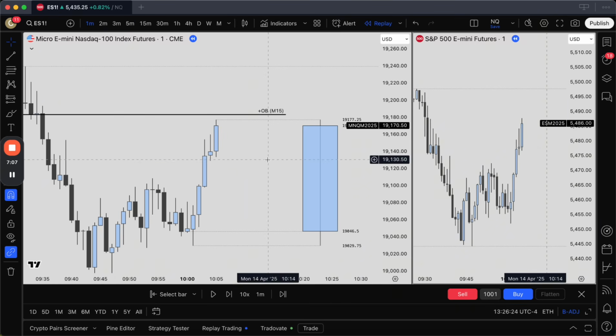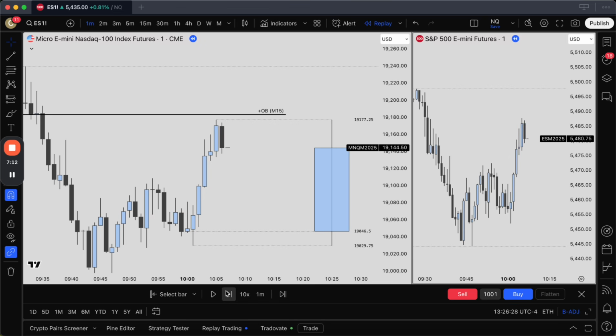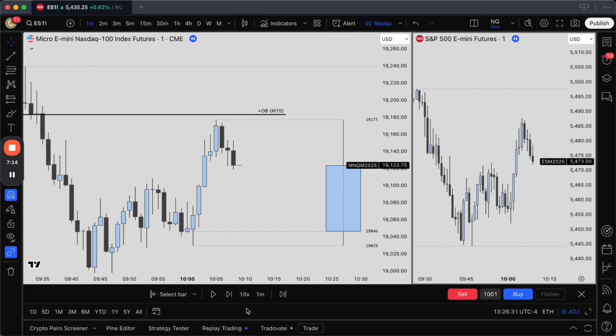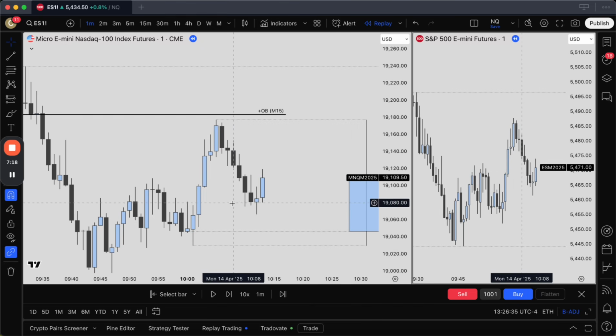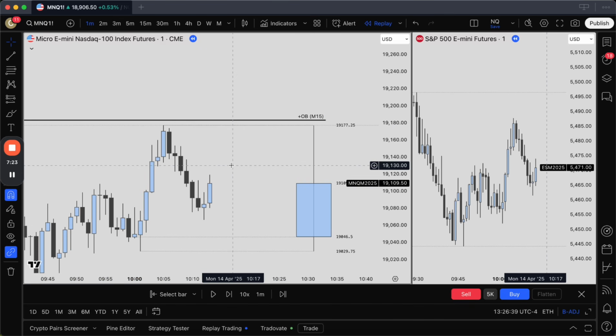Let me play. Okay, so again, we tap into this fair value gap, this 1-minute fair value gap, and we tap into this 1-minute fair value gap, okay? Buying up those orders. If you know what a fair value gap is, this is really valuable. I'm just giving you all these definitions.